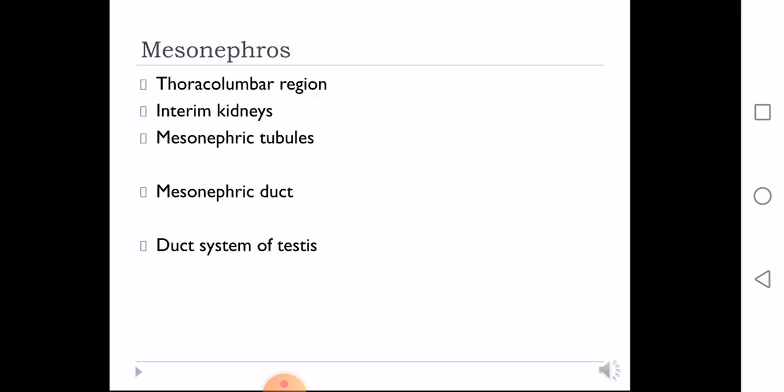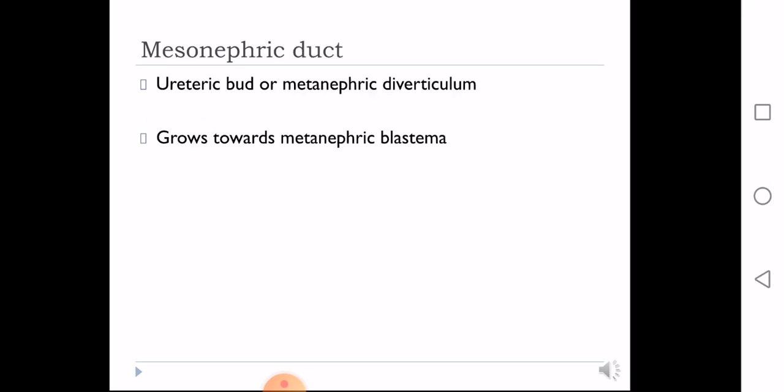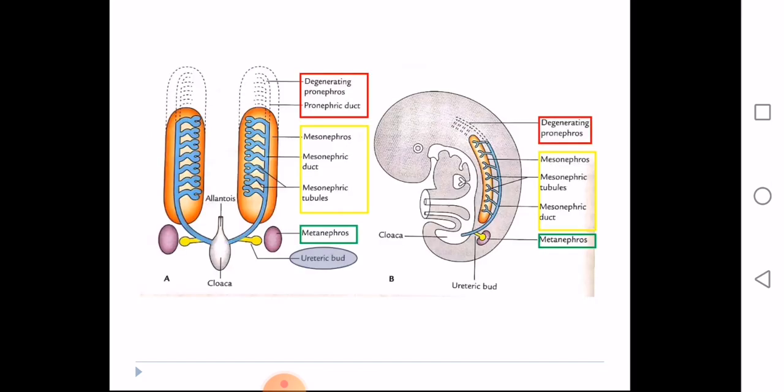Now we come to the mesonephros. So this is a little more lower, in the thoracolumbar region. Now these are functioning for a small period of time. So they are the interim kidneys. And if you remember that diagram, which you will see, this diagram, you can see the mesonephric part.